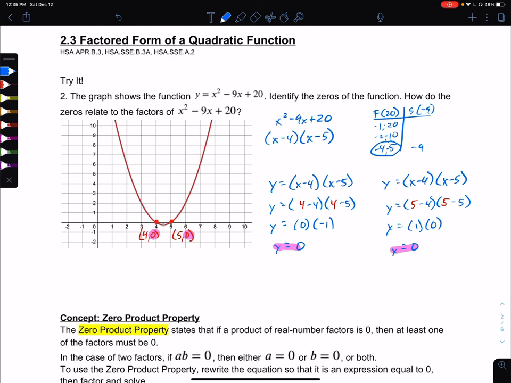All right, so again, what we're going to wind up finding, and you can see it on the bottom of the screen here, we're going to use something called the zero product property, and that's going to show us how we can use factoring to solve for the zeros without having the graph.